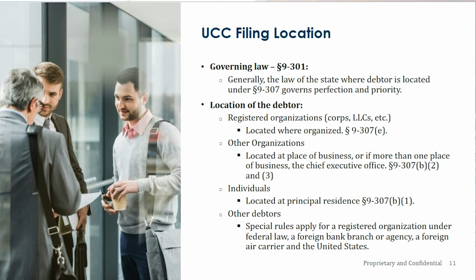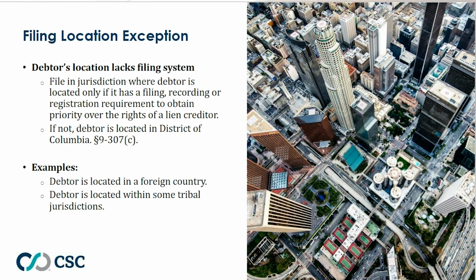There may be instances where the debtor's location lacks a filing system. Generally speaking, a financing statement should be filed in the jurisdiction or jurisdictions only if it has a filing, recording, or registration requirement to obtain priority over the rights of the lien creditor. If the debtor's location lacks a filing system, then it's possible to file the financing statement in the District of Columbia. Some examples where this may come into play is when a debtor is located in a foreign country or within some tribal jurisdictions.